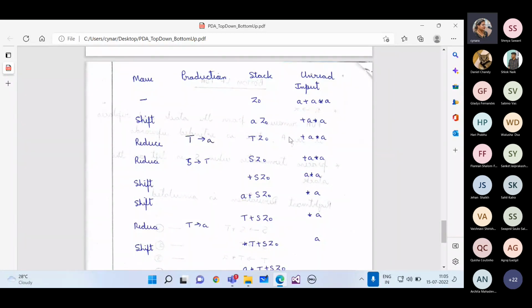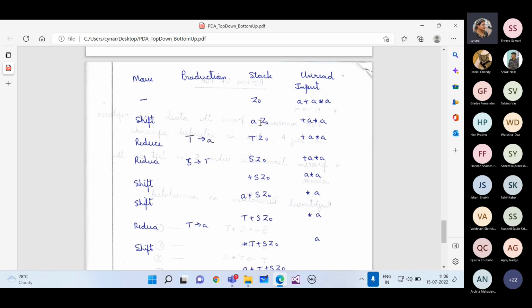Let's check how this bottom-up PDA works for this particular expression, A plus A into A. The stack top is Z0. Now here we will be shifting this A, which is present over here, onto the stack. So this operation is called shift. You mainly have two operations in bottom-up PDA, shift and reduce. This is shift because you're moving it from the input onto the stack. So we are left with plus A into A.